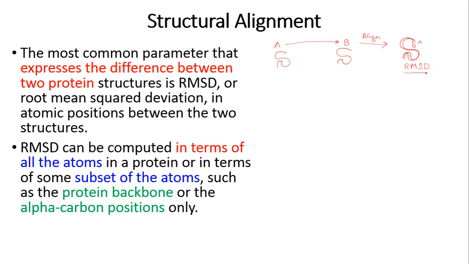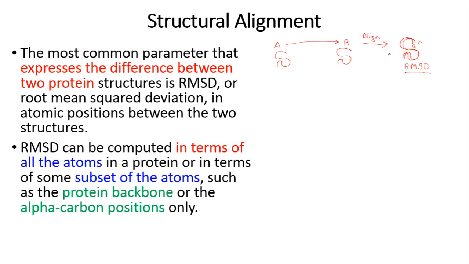So what is this root mean square deviation? It is one of the parameters used to express the difference between two proteins, and I will let you know how these things are done. One more concept you might want to learn is that whenever you calculate this RMSD between any two proteins A and B, you can calculate it at different levels.